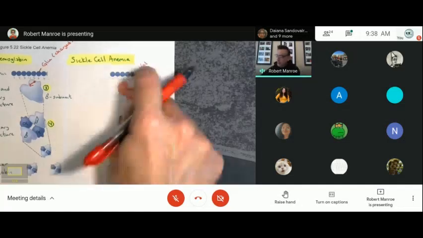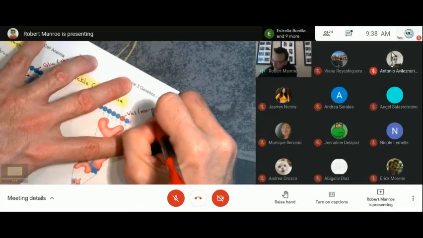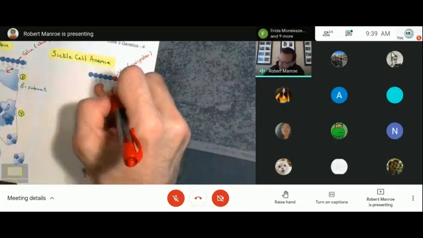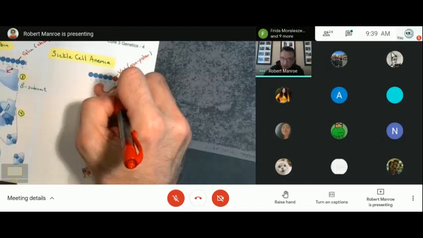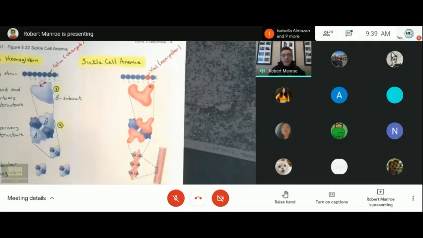And guess what valine is? Nonpolar. And this amino acid sits right about there. So instead of that polar amino acid being attracted, now this amino acid is non-polar. Well, if this area is polar and this is non-polar, what happens to these two areas? Are they attracted to each other?